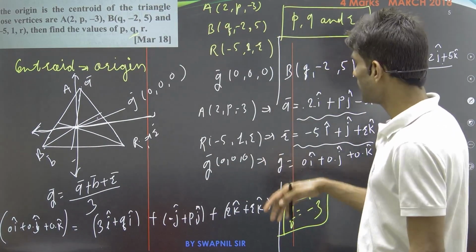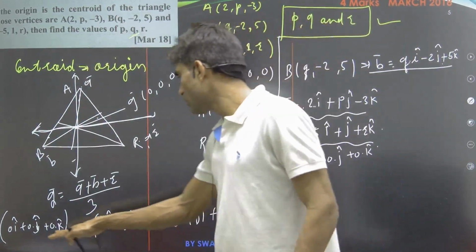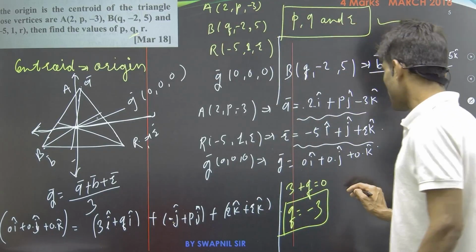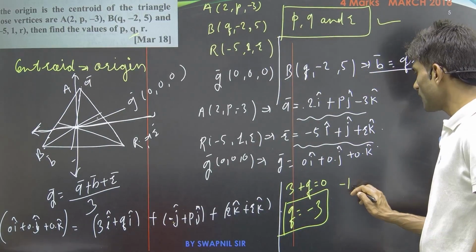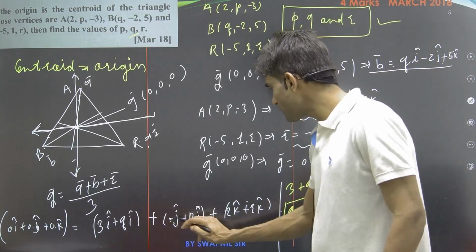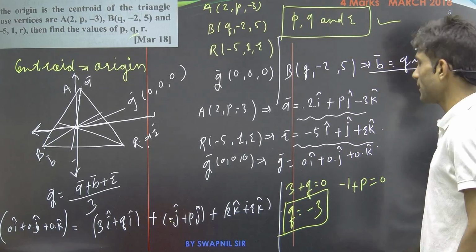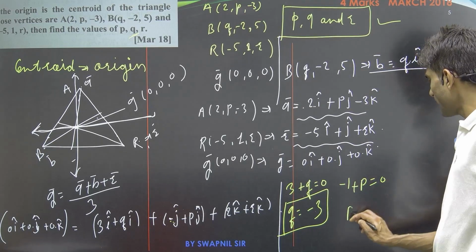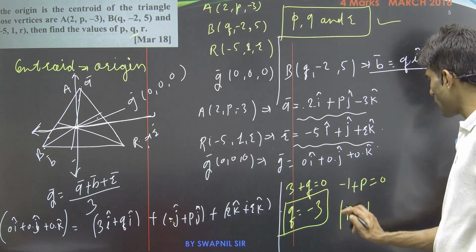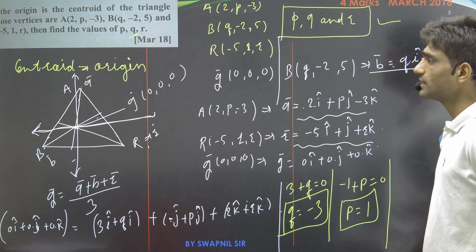Okay, similarly follow for the next: minus j cap plus p j cap is equal to 0 times j cap. That means minus 1 plus p is equal to 0. That means j cap is compared from both sides. So we can write here p equal to positive 1. Okay, so this is the second value from our given example.